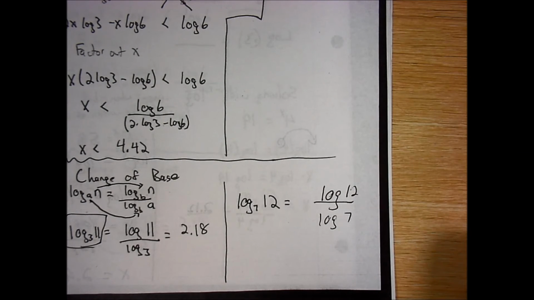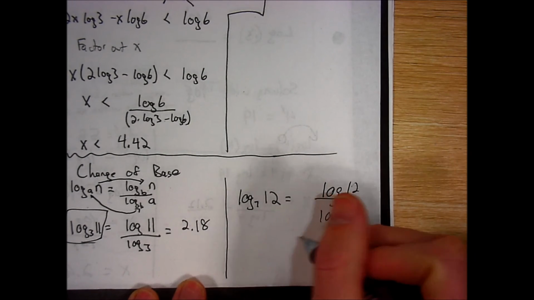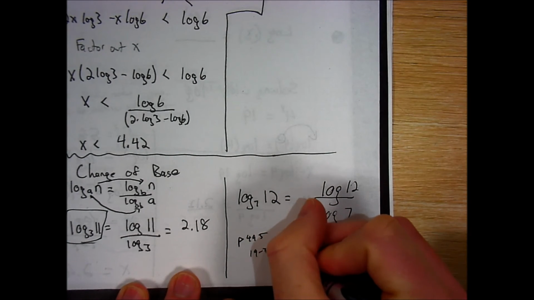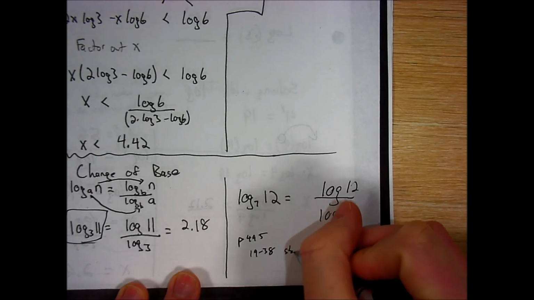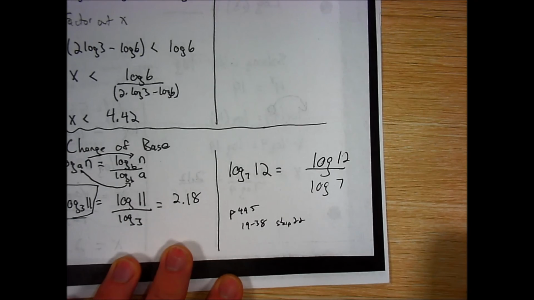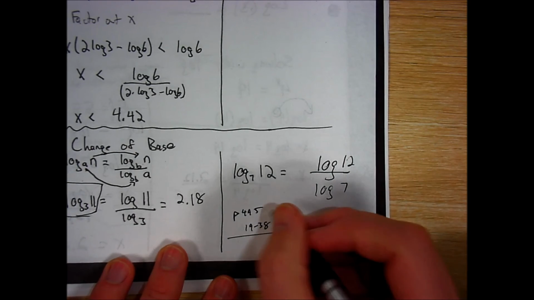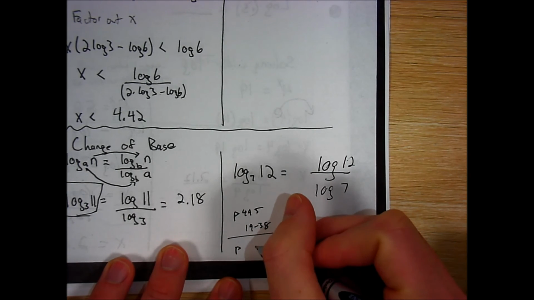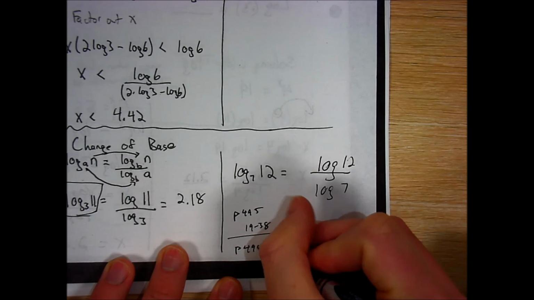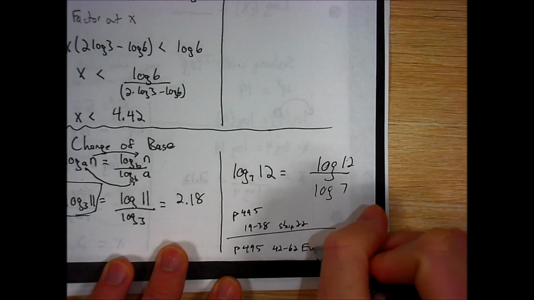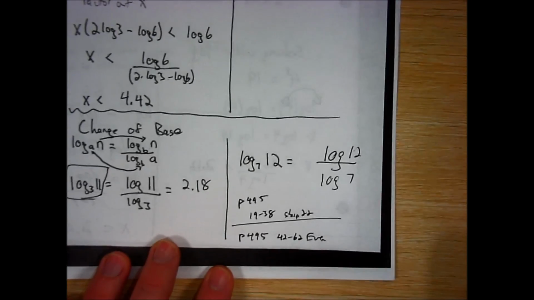There you go, guys. If you're watching this for part 1, 7.6 part 1, we're on page 495, 19 through 38, skip number 22. Okay, there were no new notes for part 2. I believe we're doing that one on accuracy, so that's page 495, 42 through 62 evens. So make sure you take your time on those.